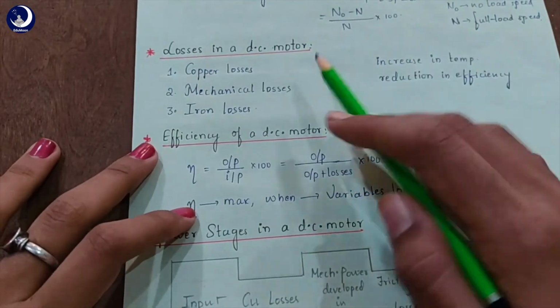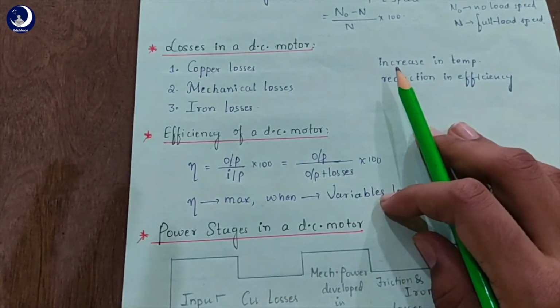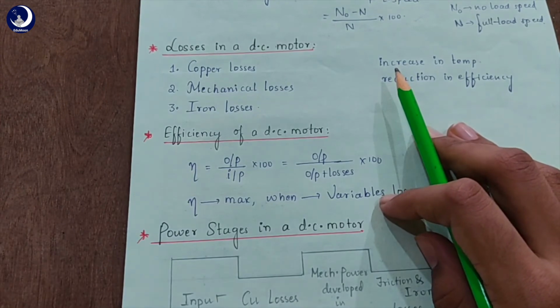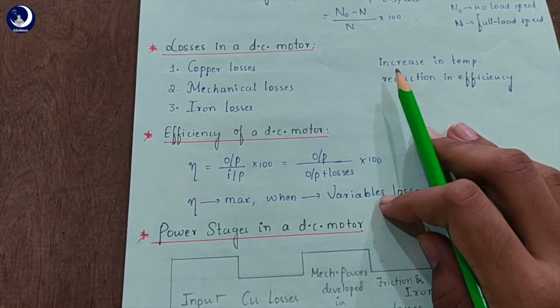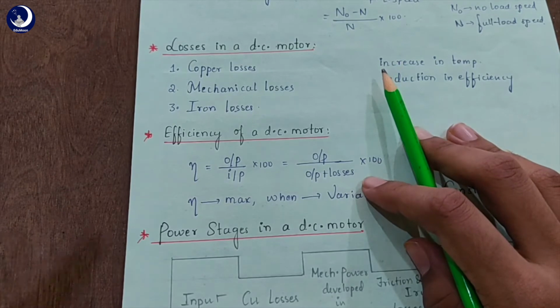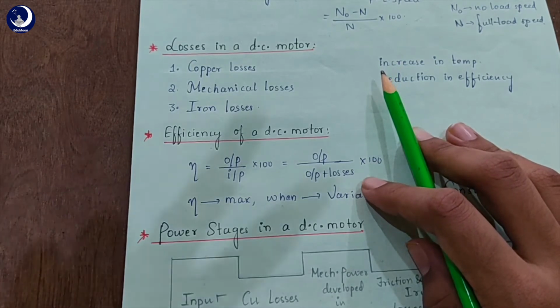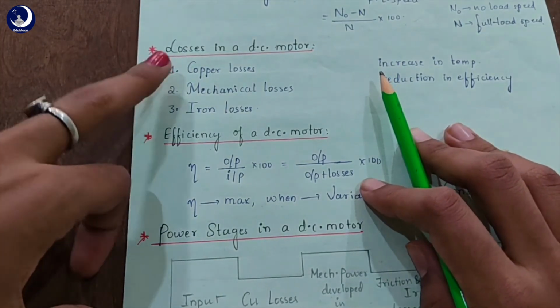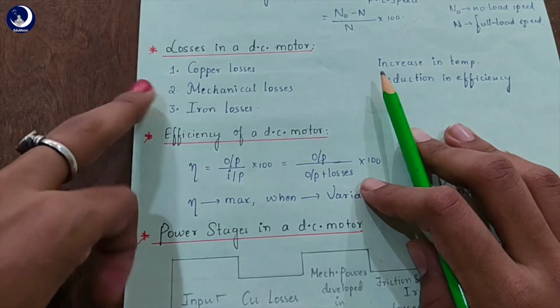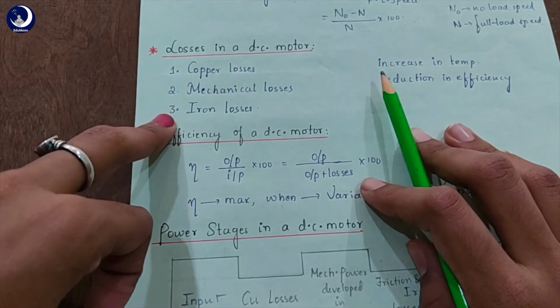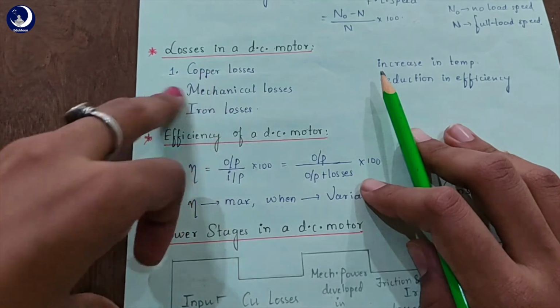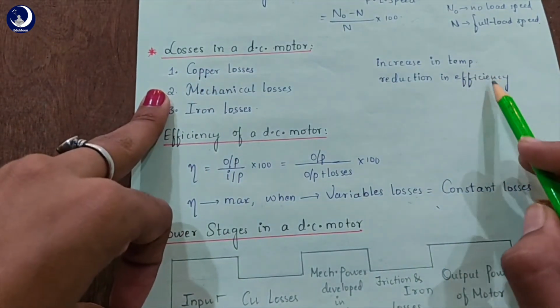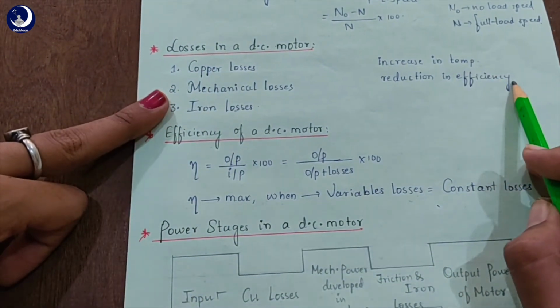Then coming to the losses in a DC motor, it is the same as the DC generator. Since we have finished the DC generator topic, it is really simple for us to learn the DC motors because it's a comparative study, right? Okay, so the losses in a DC motor are the copper losses, the mechanical losses and the iron losses, and these three losses cause an increase in temperature and a reduction in efficiency of the DC motor.